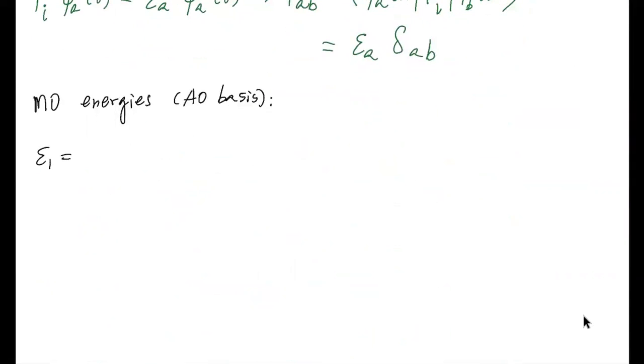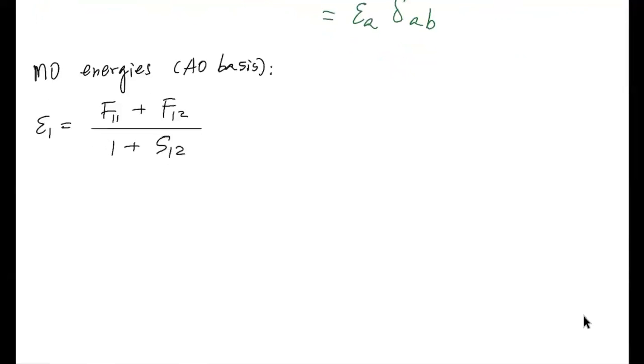Epsilon 1 is equal to F11 plus F12 over 1 plus S12. Epsilon 2, which is the molecular orbital energy for the second molecular orbital, is equal to F11 minus F12 over 1 minus S12. So S12 is the overlap integral, right? And F11, F12 are just the matrix elements in the Fock matrix.